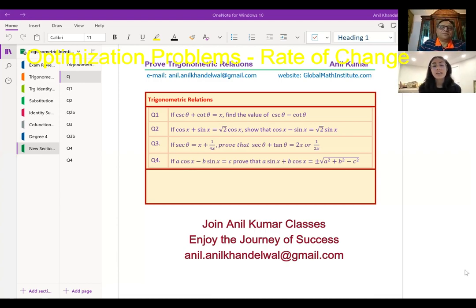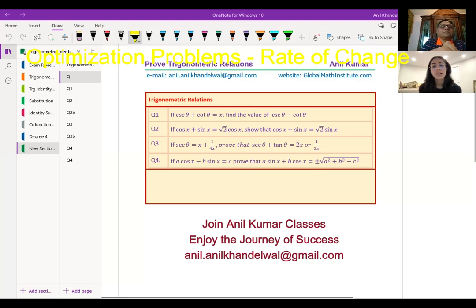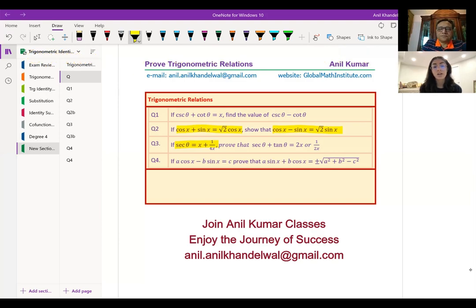If cosecant theta plus cotangent theta equals x, find the value of cosecant theta minus cotangent theta. Correct. Second, if cos theta plus sine theta equals root 2 cos theta, show that cos theta minus sine theta equals root 2 sine theta. Correct. Third, if secant theta equals x plus 1 over 4x, prove that secant theta plus tan theta equals 2x or 1 over 2x.